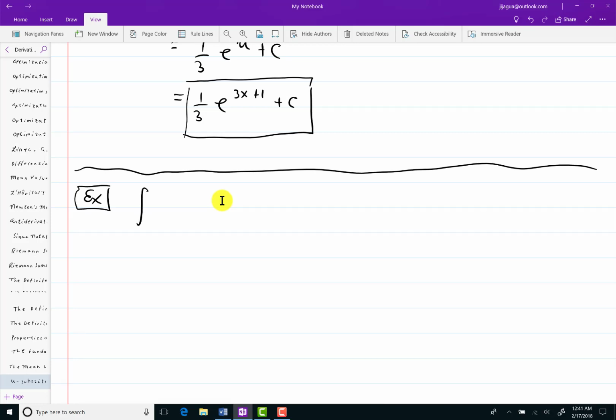Let's do the integral of x over x minus 2 dx. Now this may seem kind of odd. There's nothing in the tables that deals with rational functions. But there is something in the table that may help us a little bit, and I'll show you what it is.